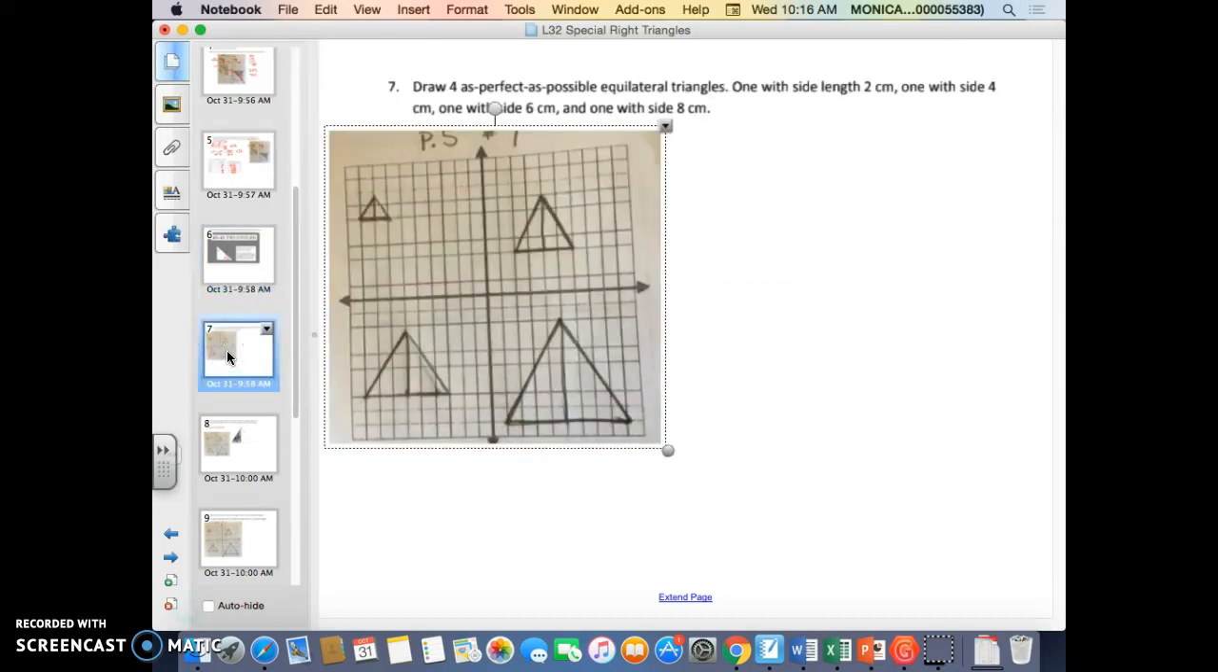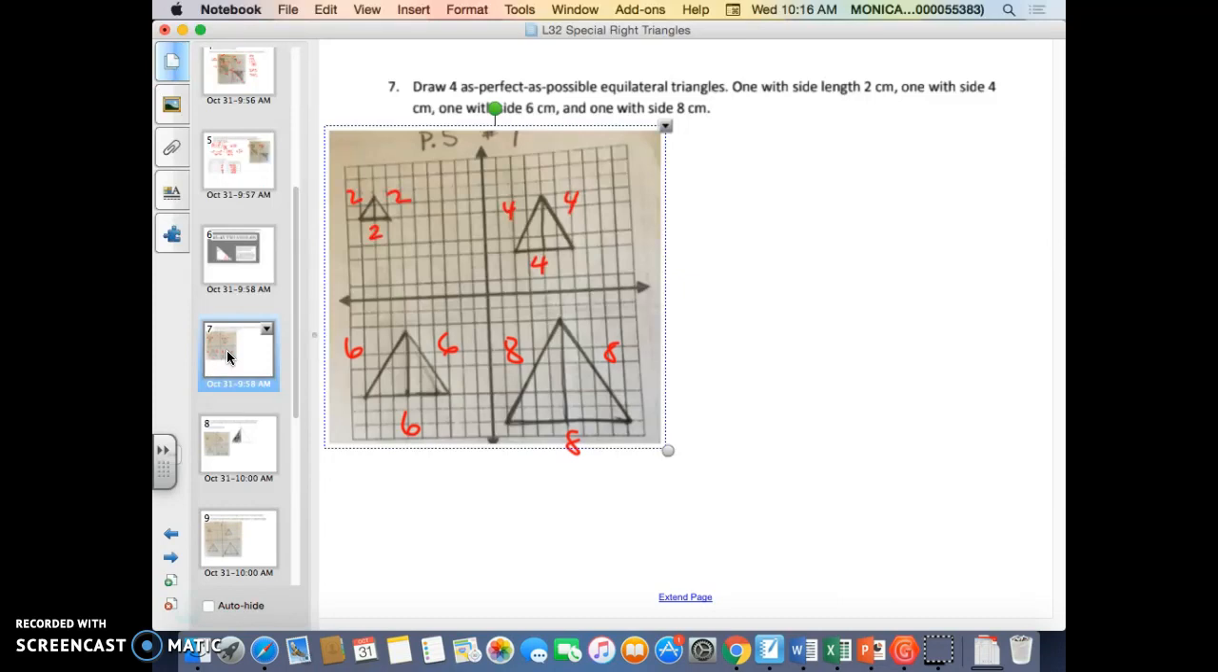Okay, a 30-60-90 triangle is going to involve equilateral triangles. So what do we know about an equilateral triangle? Well, all the sides are equal. So what I did was I made a 2 by 2 by 2, and a 4 by 4 by 4, and a 6 by 6 by 6, and an 8 by 8 by 8.